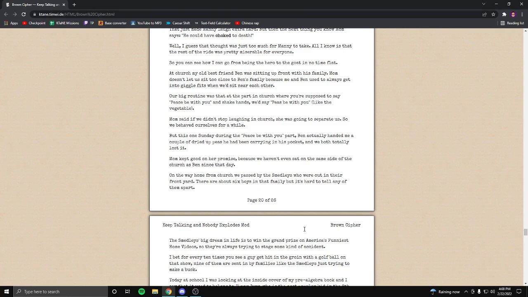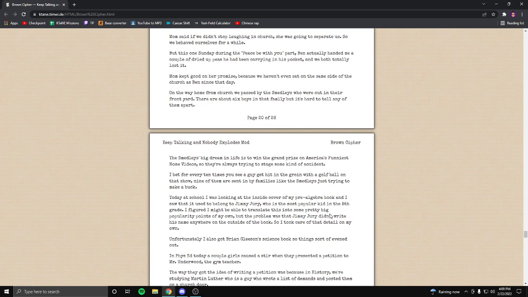On the way home from church, we passed by the Smedleys, who were in their front yard. There were about 6 boys in that family, but it's hard to tell if any of them were apart. The Smedleys' big dream in life is to win the grand prize on America's Funniest Home Videos. So they're always trying to stage some kind of accident. I bet for every 10 times you see a guy get hit in the groin with a golf ball on the show, 9 of them are sent in by families like the Smedleys just trying to make a buck.